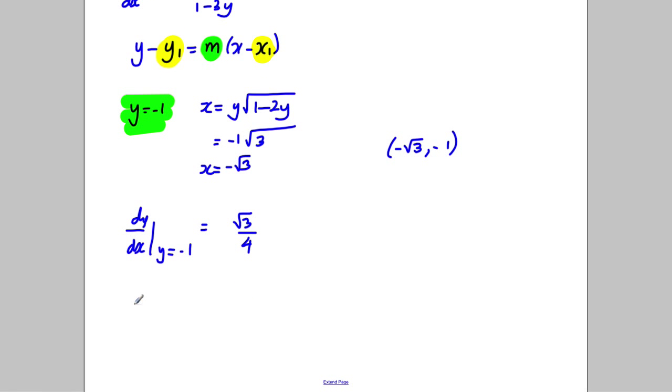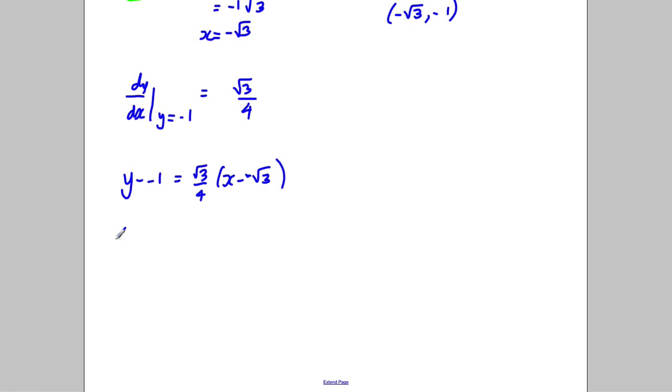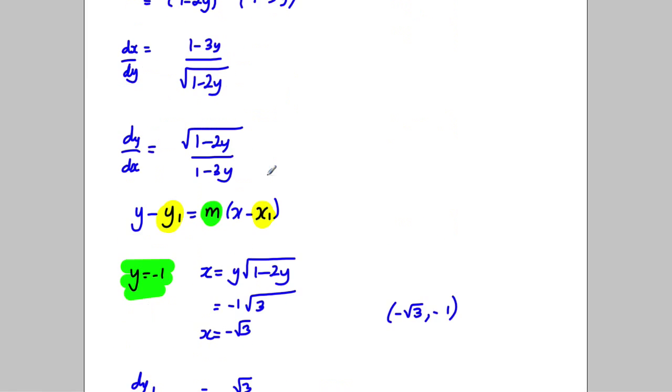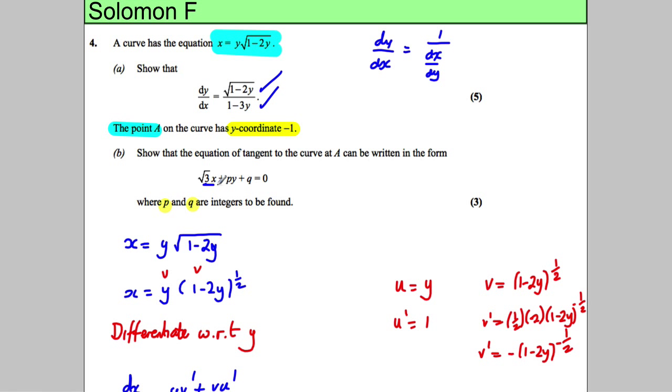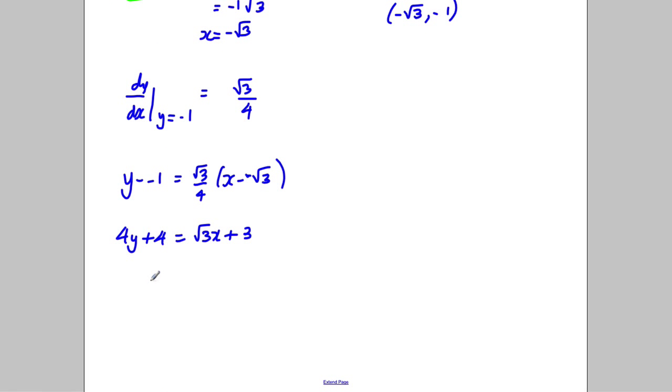So I'm ready to state my equation. y subtract negative 1 is root 3 over 4 times (x subtract negative root 3). So multiply everything by 4. I get 4y add 4 is equal to root 3 x add 3, because this would be a plus, and root 3 times root 3 would be 3. And it's asked to give it in that form, root 3 x plus py plus q is 0. So therefore, subtracting 4y off both sides, I get root 3 x subtract 4y subtract 1 equals 0. So in this case, p and q are integers. P is negative 4 and q is negative 1.